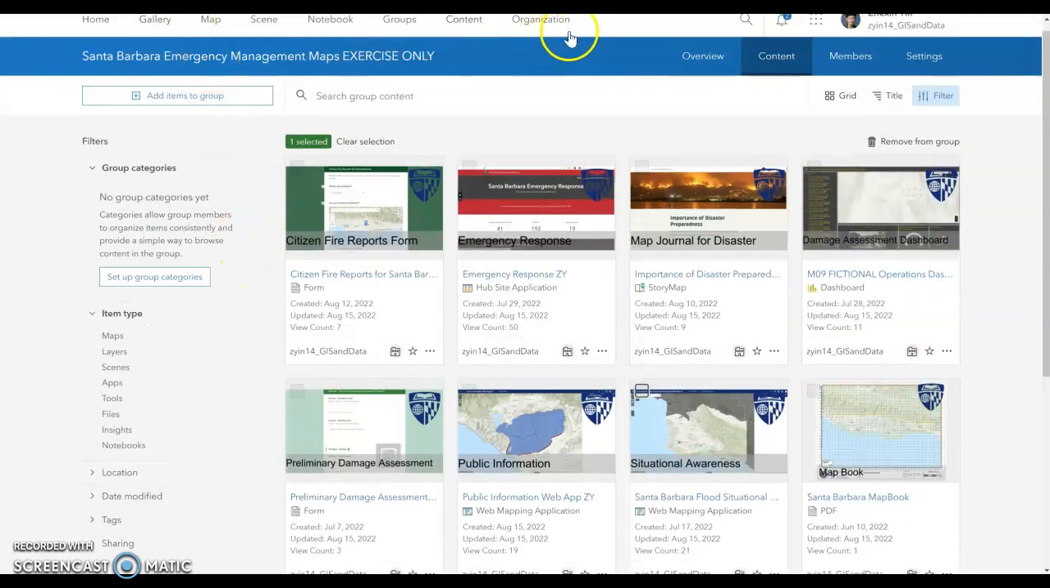So yeah, this is all the nine products that we provided for the Santa Barbara emergency management.